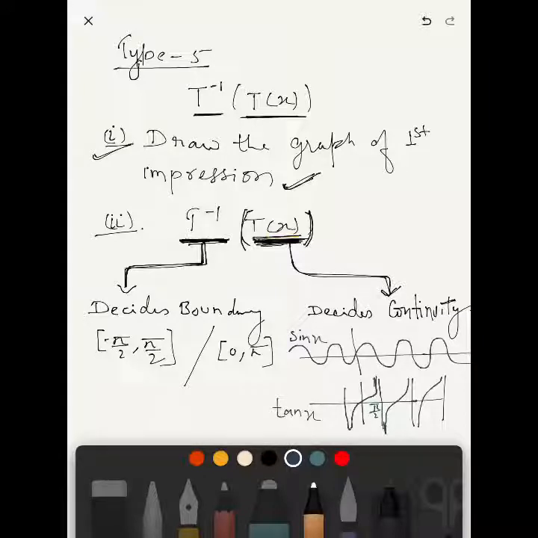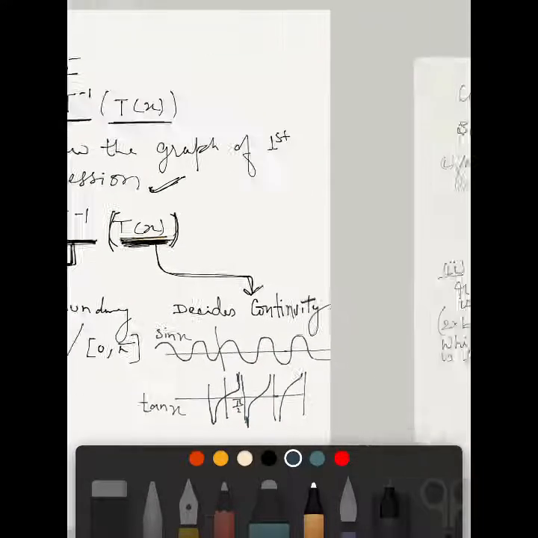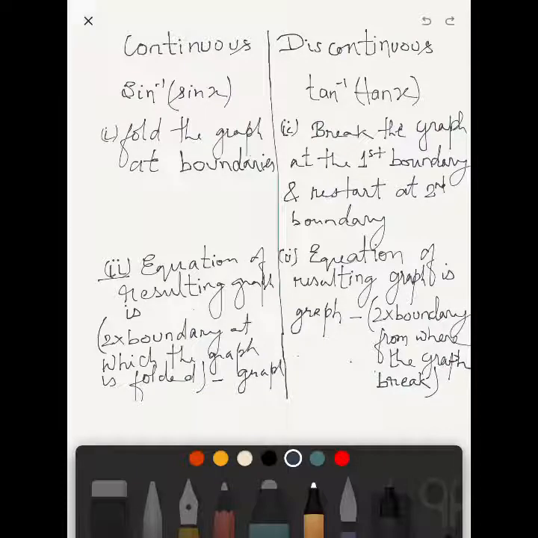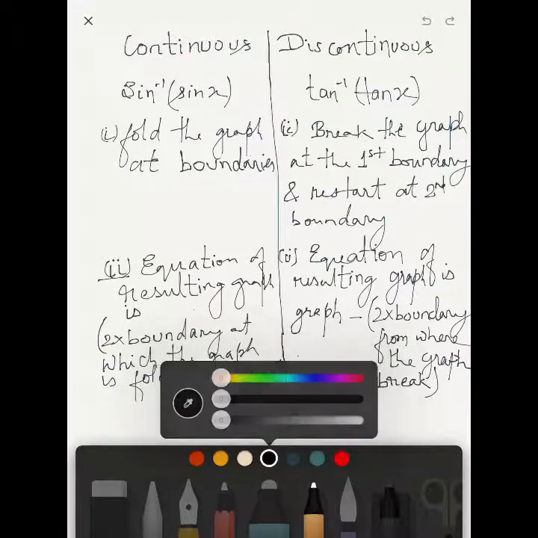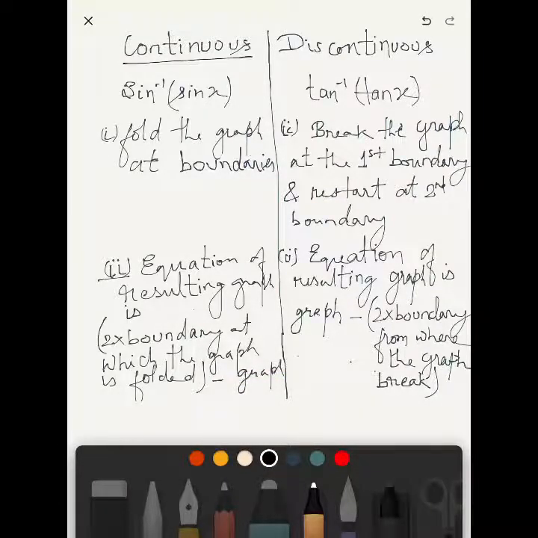So let us move on. Again, when your inner function is continuous, like sin x, what will you do at that time? Fold the original graph. Whatever is the graph of first impression, we will fold it at the boundaries. Remember, the graph should be folded at boundaries.